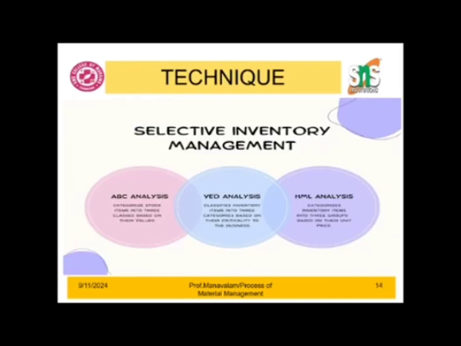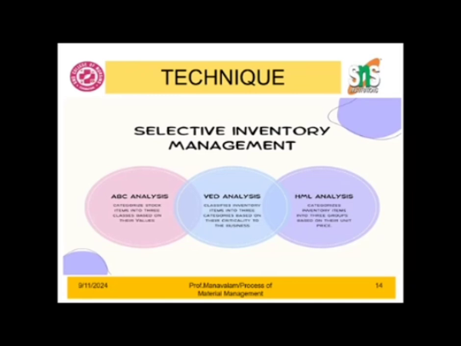These are all the certain techniques they are applying in inventory management: ABC analysis, VED analysis, HML analysis. First, ABC analysis. Under this, they are categorizing the stock items into three classes based upon their values. Expansion of ABC: Always, Better, Control. Under A, expensive items are coming, we need accurate control. Next, B. Moderate value items are coming, we need moderate control. Under C, the low cost items are coming, we need low control.